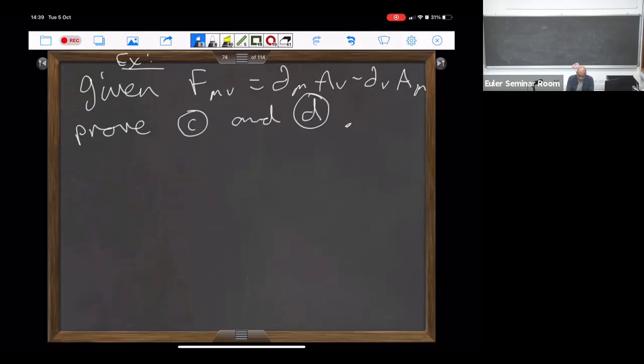Okay. So an exercise, which is related to the previous exercise: given this formula for F mu nu, prove the C and D Maxwell's equations in a more covariant way, let's say.